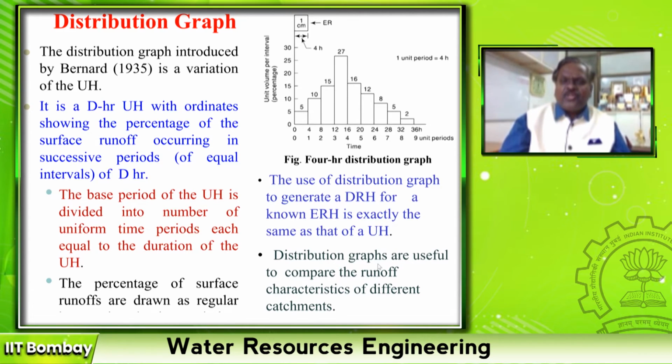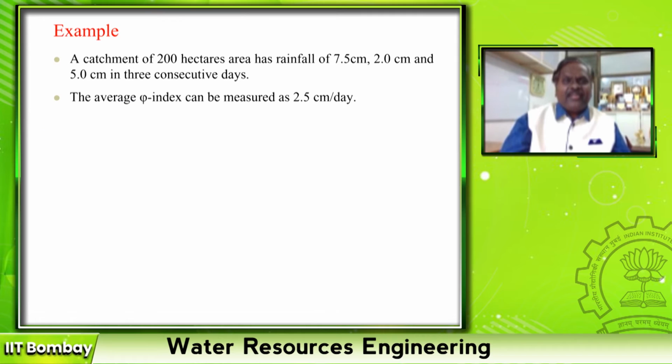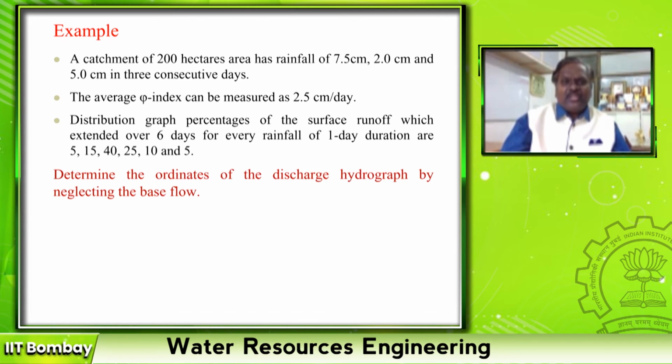Thus, the distribution graphs are useful to compare the runoff characteristics of different catchments. Right? Now let us do a sample example. A catchment of 200 hectares has rainfall of 7.5 centimeter, 2 centimeter and 5 centimeter. That means 3 rainfalls. The average phi index is 2.5 centimeter per day. Now we have to derive the distribution graph.